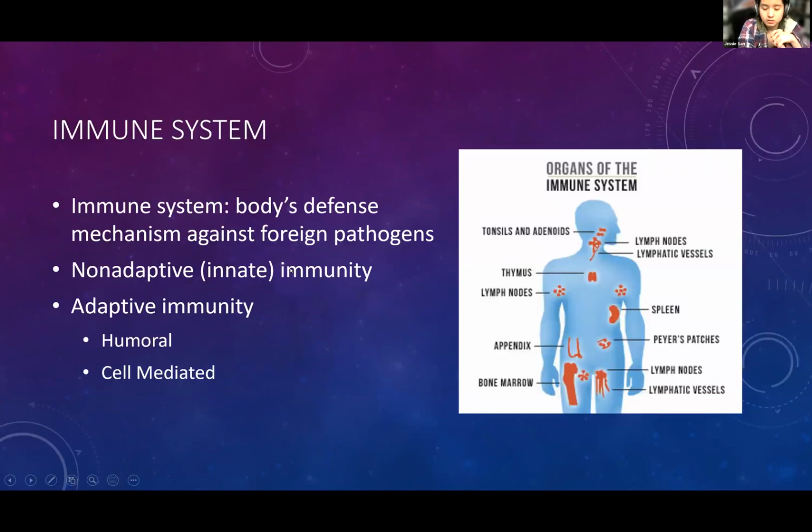So when it comes to vaccines, in order to understand vaccines, we have to understand the immune system. The immune system is the body's defense mechanism against foreign pathogens. These can be non-adaptive as well as adaptive. The non-adaptive, or innate, immunity is non-specific, which means it targets any type of foreign invader that tries to get into the body, while the adaptive immunity is able to target very specific things that go into the body. In the adaptive immunity, there are two sections, the humoral as well as the cell-mediated. I'll go into those in a further slide.